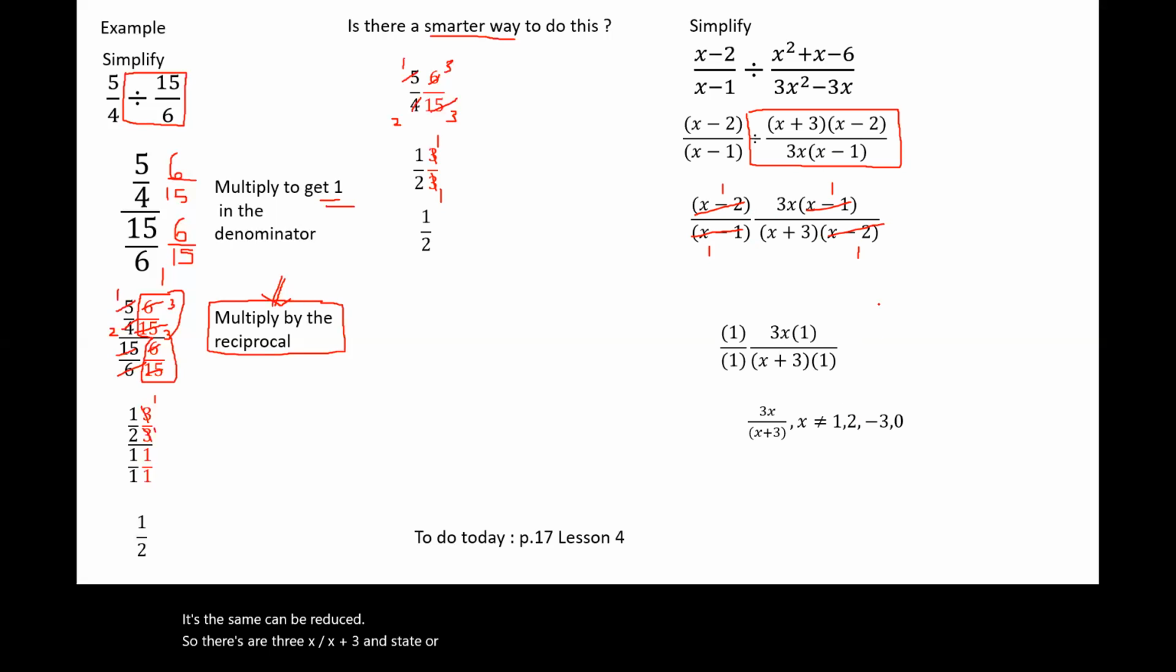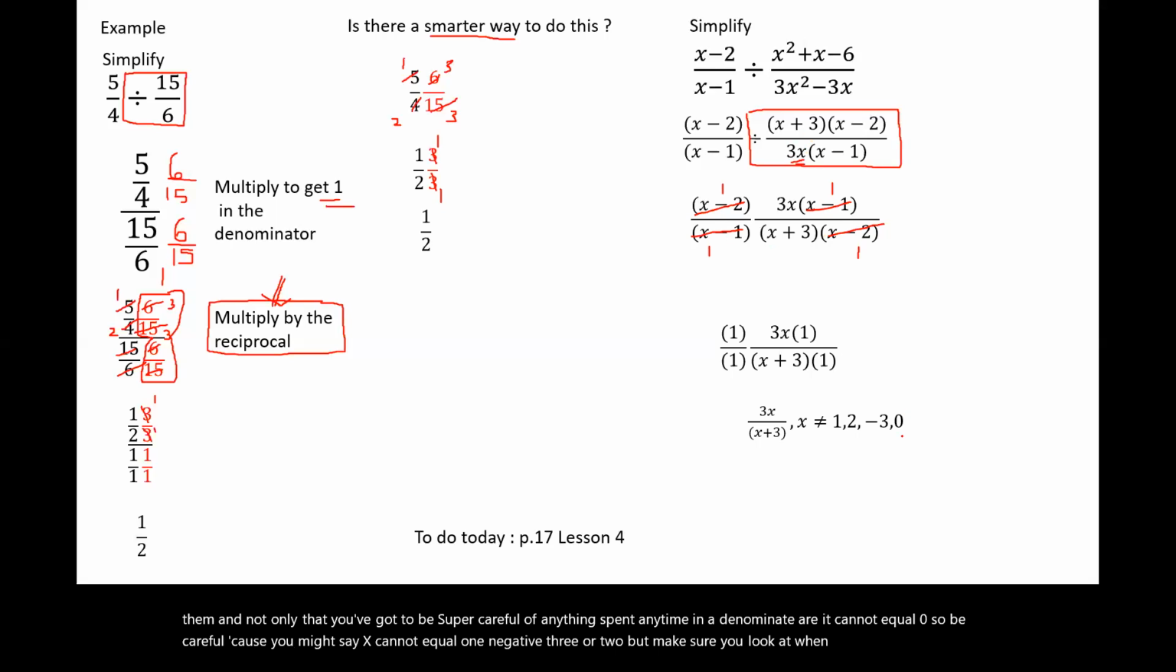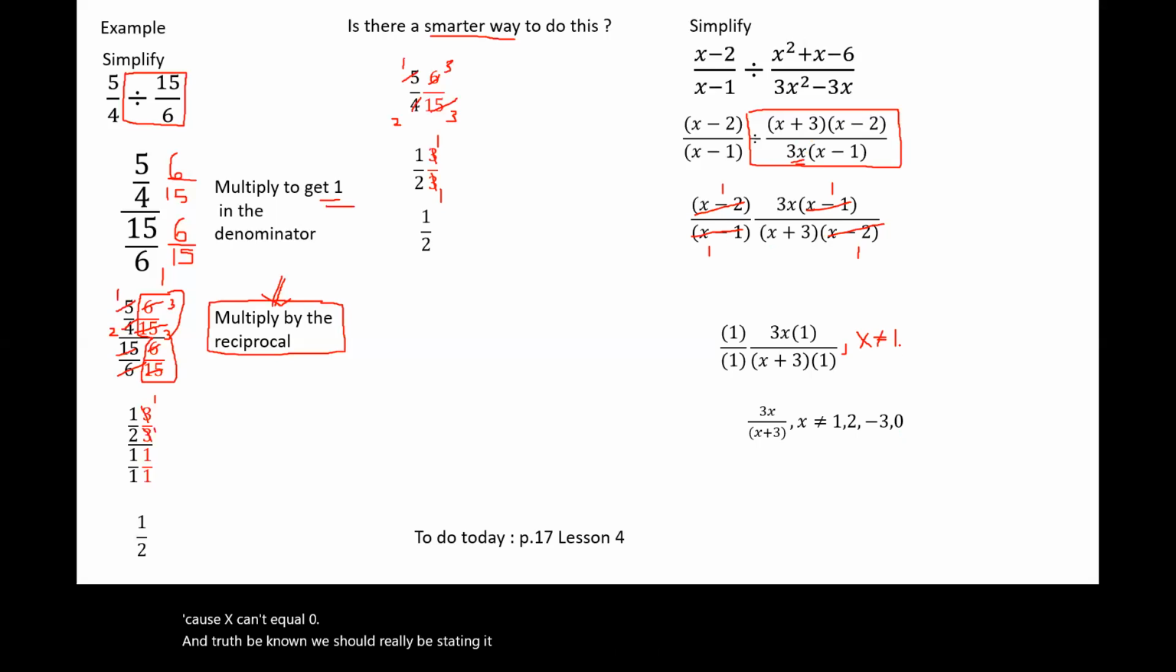Now again, if there were any restrictions at the beginning, we have to state them. And not only that, you've got to be super careful. If anything spent any time in a denominator, it cannot equal 0. So be careful, because you might say x cannot equal 1, -3 or 2, but make sure you look at when it's divided as well, because x can't equal 0. And truth be known, we should really be stating it here as well, so that all the lines are mathematically equivalent.